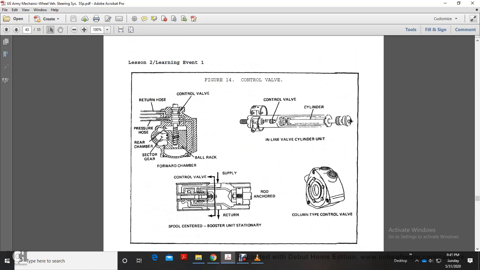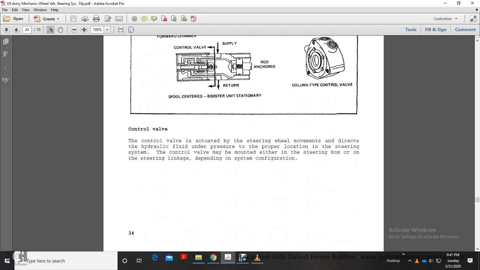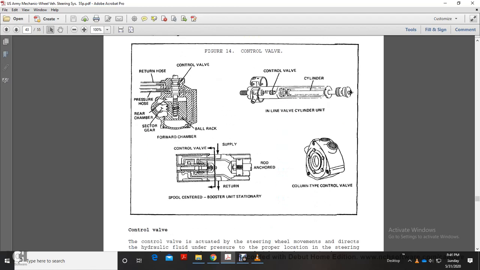The control valve shows the return hoses, the pressure hose of the control valve, the pressure hose, the rear chamber, selector gear, roll and ball rack, forward chamber, control valve cylinder, in-valve cylinder unit, and the spool center, booster unit, stationary control valve supply, return rod anchor, and column type control valve. Your control valve is actuated by the steering wheel movements, directing the hydraulic fluid under pressure to the proper location for the steering wheel. The control valve may be mounted either in the steering box or on the steering linkage depending on the system configuration. So that's your control valves.